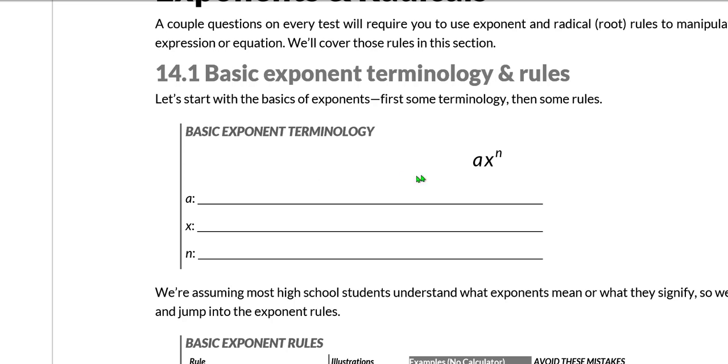So first things first, when we have an expression like ax to the n, for instance, something like 3x to the fourth, the a, the 3, those are the coefficients. So a is the coefficient. X, yes, it is a variable. However, when we are dealing with exponent rules, when we have a variable that is underneath an exponent, we call that variable the base of the exponent.